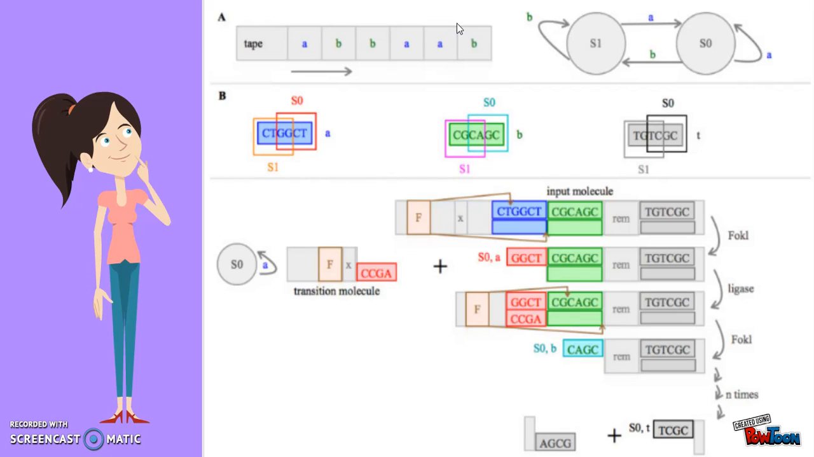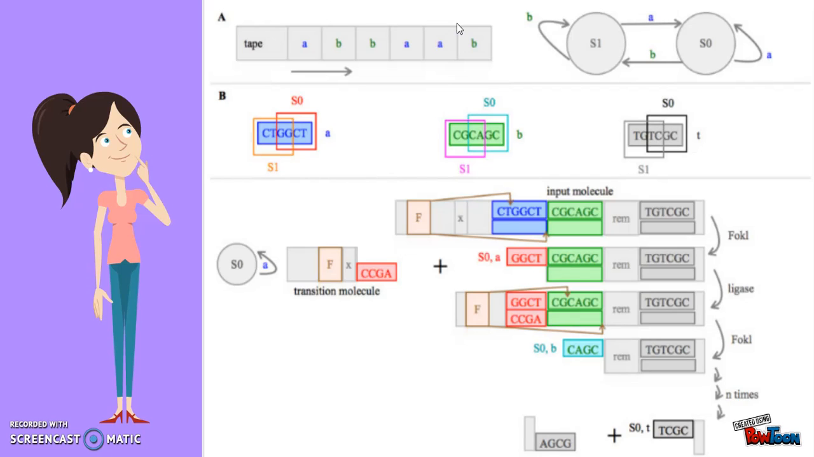The machine consists of an input molecule, an output detector, and 2 enzymes, FokI and ligase. The input molecule consists of a FokI recognition site F and a spacer X, where the number of nucleotides is defined. A nucleotide sequence defines A and B, then a sequence with the remaining symbols, and the terminator sequence.